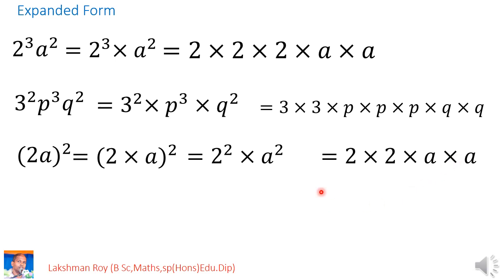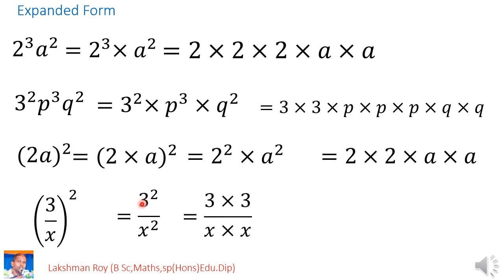Right, let's see another one, (3 over x) to the power 2. So this is a bracket, and you know bracket means this index belongs to both 3 and x; both of them need this index 2. So 3 to the power 2 here and x to the power 2. Now you can expand numerator and denominator separately. 3 to the power 2 means 3 into 3, and x to the power 2 means x into x. So that is expanded form. Understand?